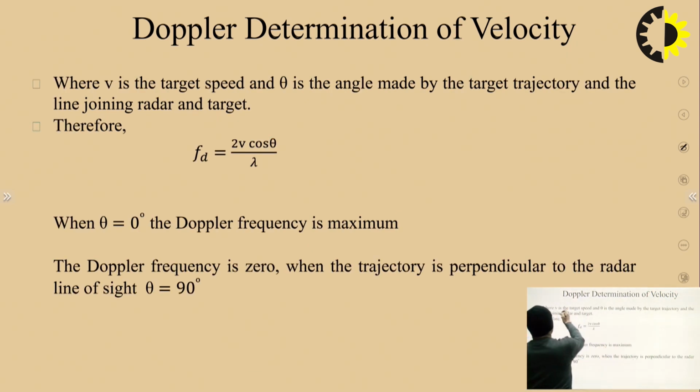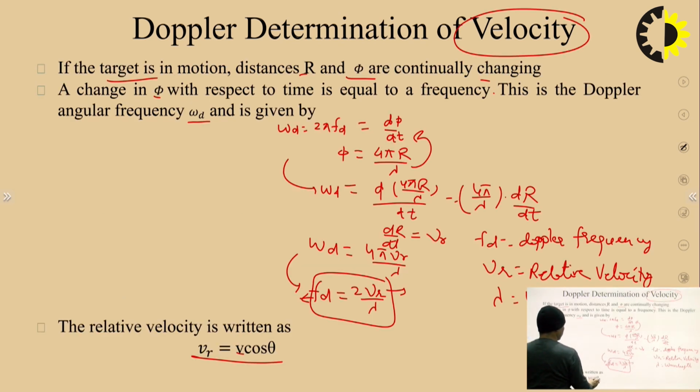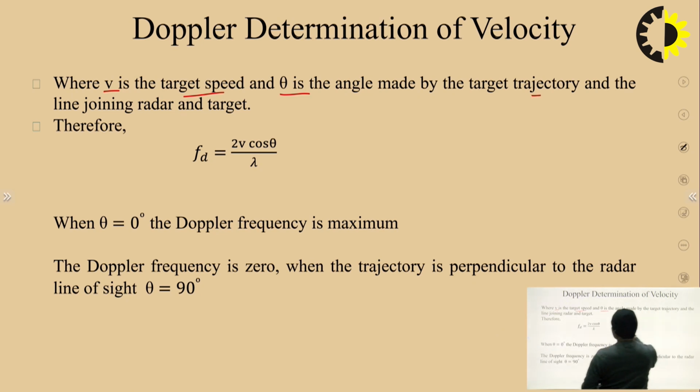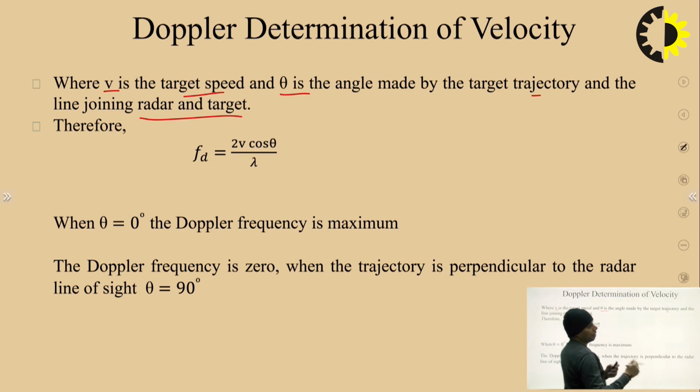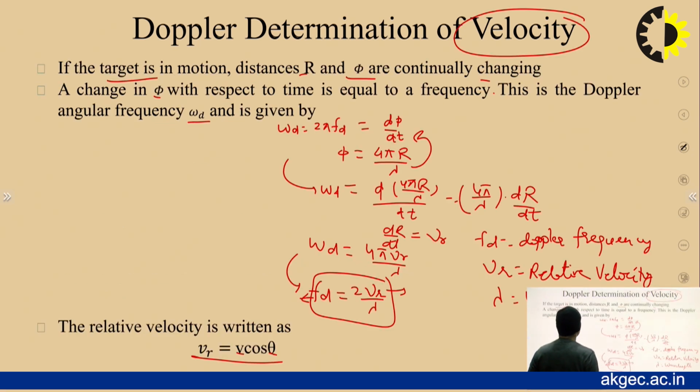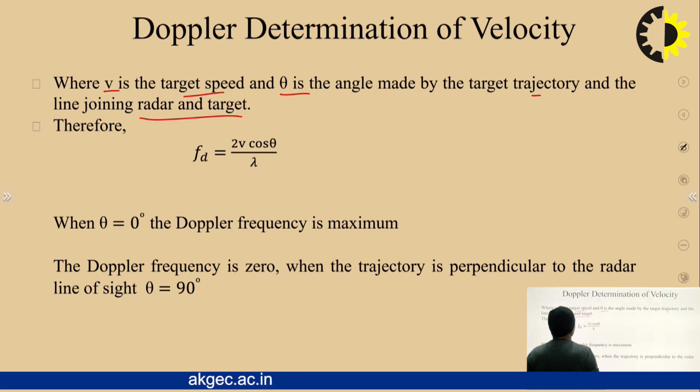In this formula, V is the target speed and theta is the angle made by the target trajectory and the line joining the radar and the target, because the actual position of any moving target we will get when we have its actual trajectory. If we can find the angle variation, then we will be able to calculate the radar's actual position. So this formula FD is equal to 2 into VR by lambda will now change after putting the value VR is equal to V cos theta. So FD will become 2 into V cos theta by lambda here.